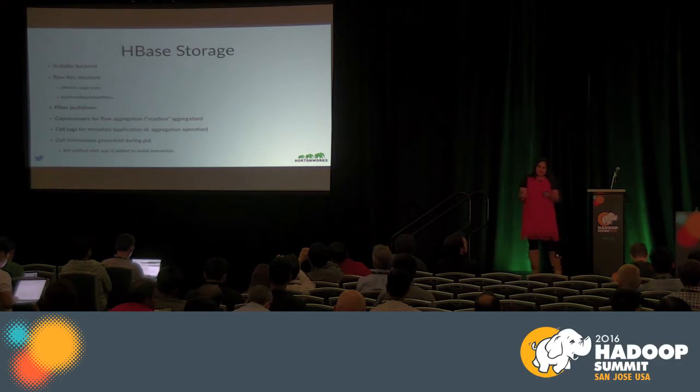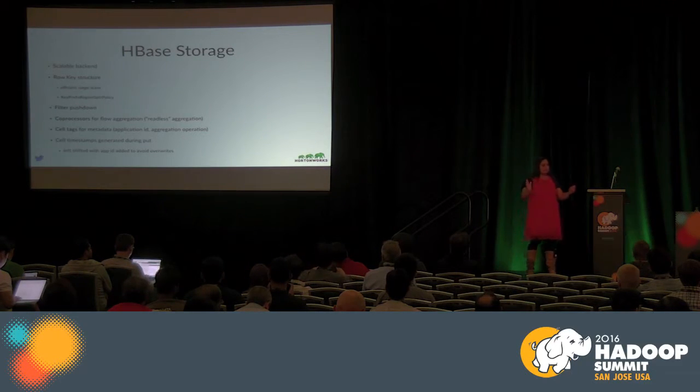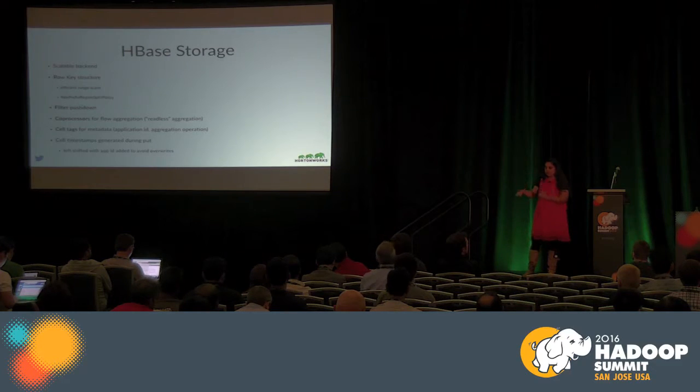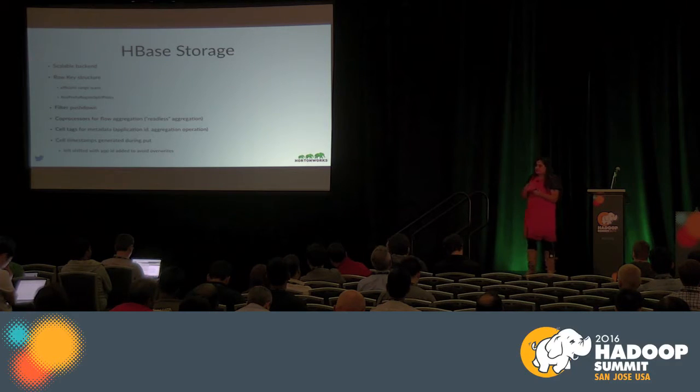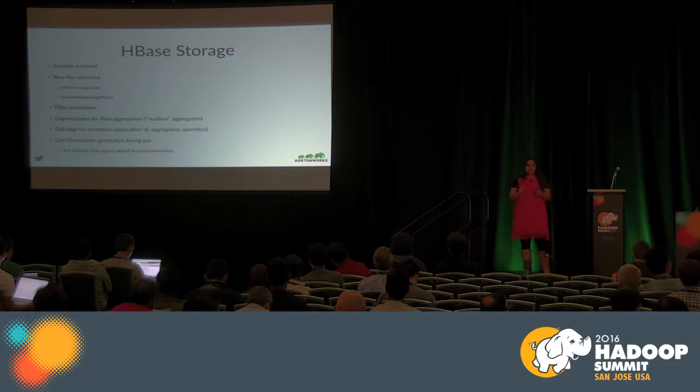When we are creating the tables, we pre-split those regions in order to make sure writes are distributed across the HBase cluster. We are doing a filter push down as much as possible so that most of the filtering is done at the HBase side and only a limited amount of data is pulled back to the client. We are using a very cool feature in HBase called coprocessors. So coprocessors allow you to run custom code on the HBase servers, and we are using this for our flow level aggregation. I have a couple of slides coming up on that.